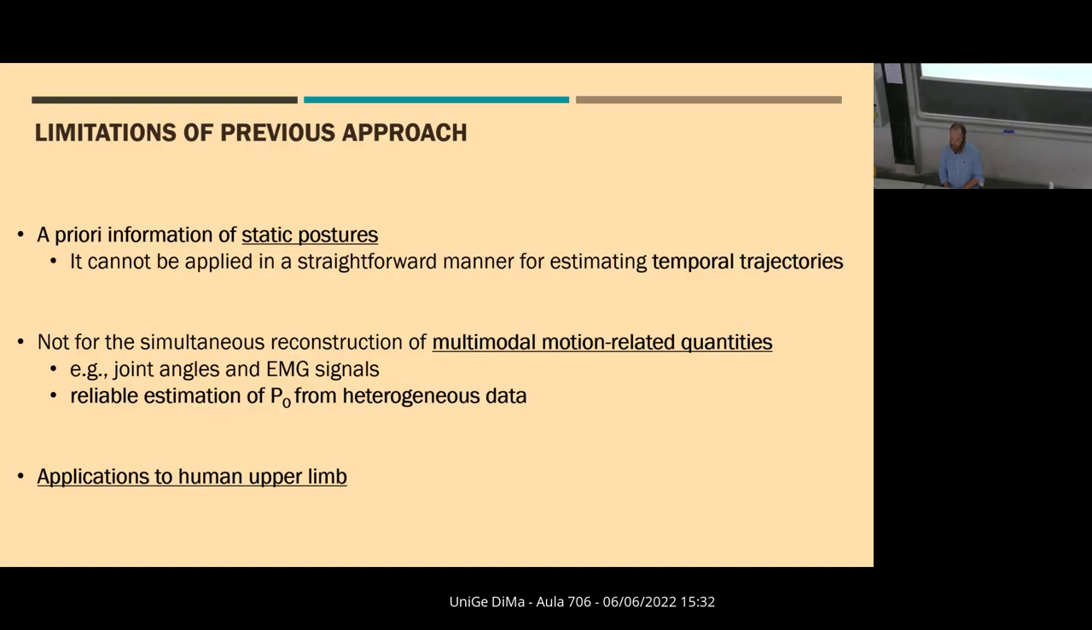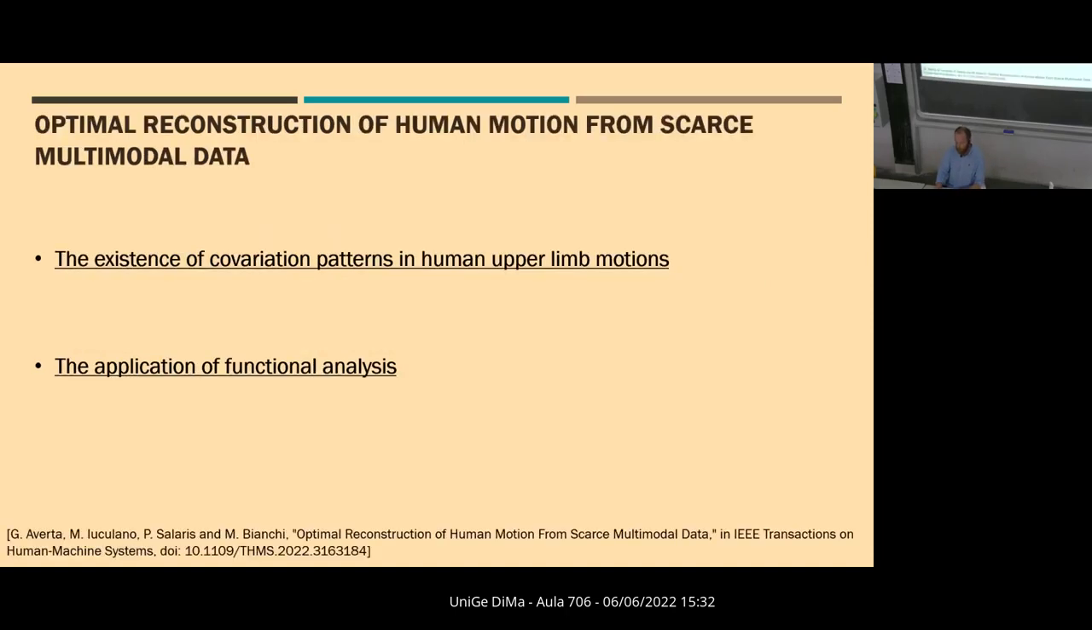And also, we cannot use the method that I presented for the simultaneous reconstruction of multimodal data, because if I want to reconstruct joint angles and EMG, so electromyographic activity, it's not easy to get a reliable estimation of the covariance matrix. And if we want to apply this method to the upper limb, what we proposed was to leverage the concept of the existence of covariation patterns in the human upper limb motions and the application of functional analysis.